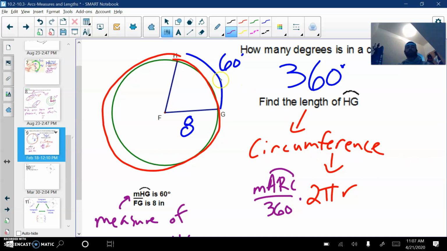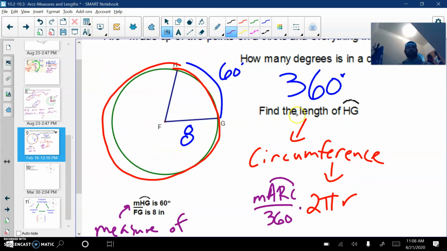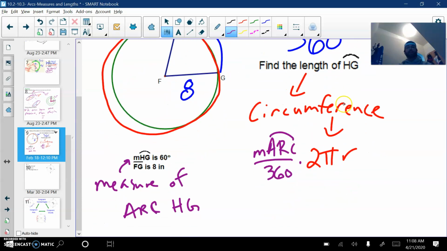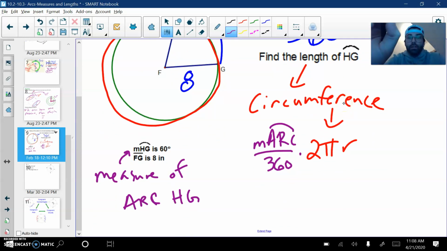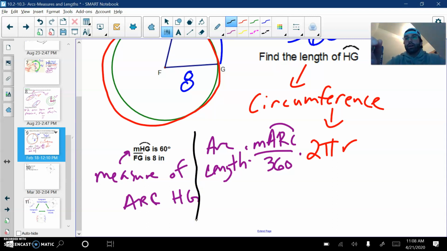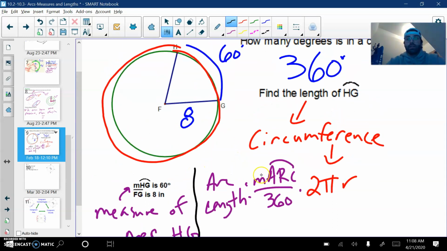Why am I using the circumference? Because I care about the crust of the circle. Now, there will be a case in our next lesson where we care about the cheese. But right now, we're only concerned about our crust. So if I wanted to find the length of arc HG, I'm going to write that arc length. In a different course, a lot of teachers will use a lowercase s to denote arc length. A lowercase s might confuse you a little bit right now, so we're just going to say arc length.